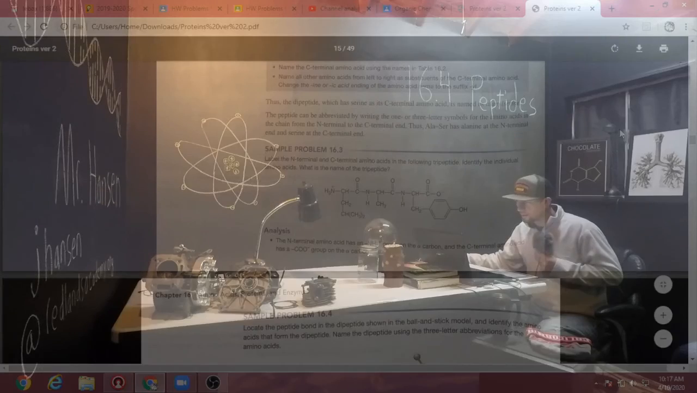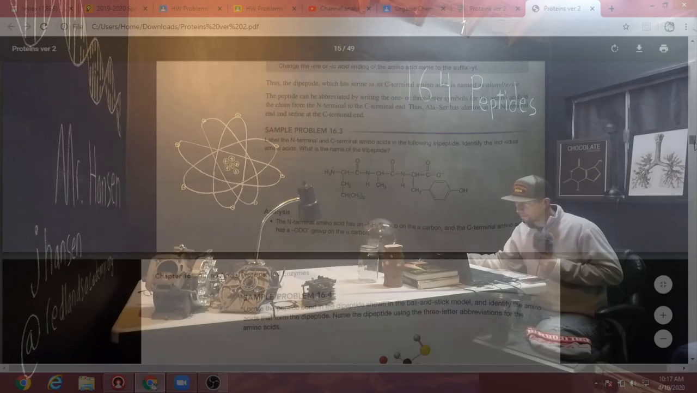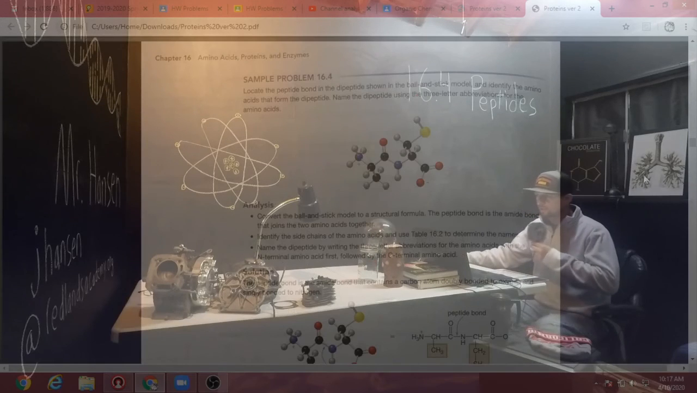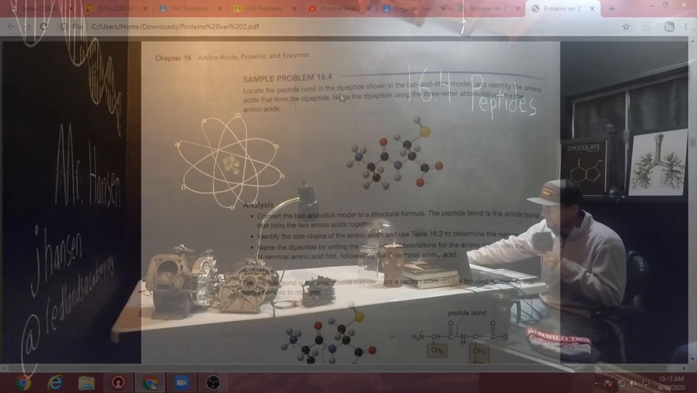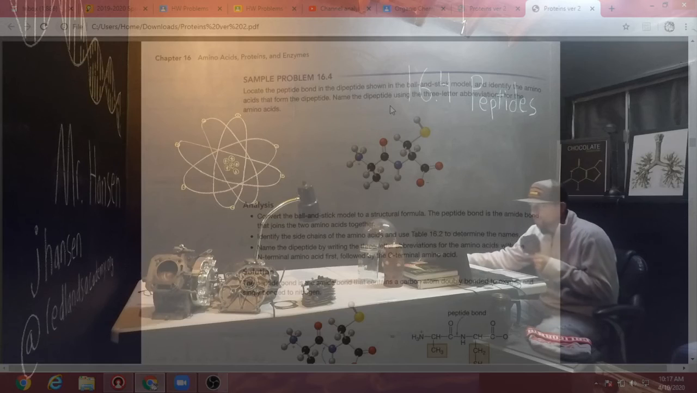Let's look at this sample problem because it's actually there. I actually have this page here. It says locate the peptide bond and the dipeptide shown in the ball and stick model and identify the amino acids that form the dipeptide. Name the dipeptide using the 3-letter abbreviations for the amino acids.